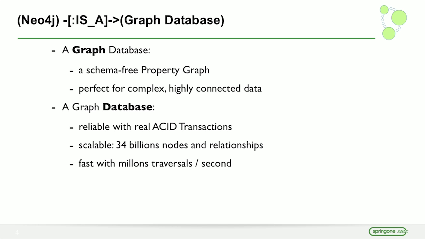Interestingly, graph databases are more like relational databases in terms of transactions. Most of the other NoSQL databases do not have this.